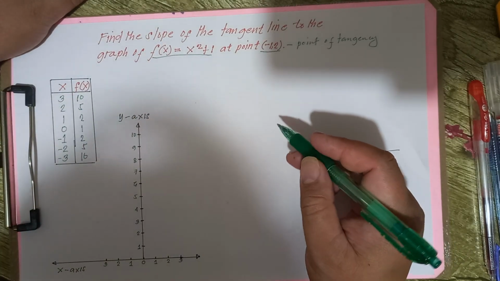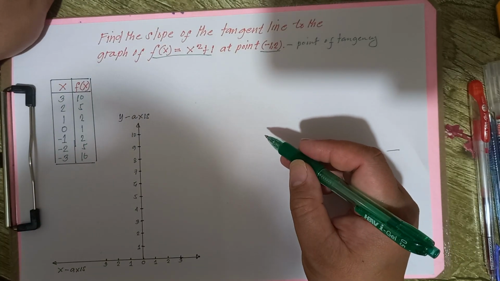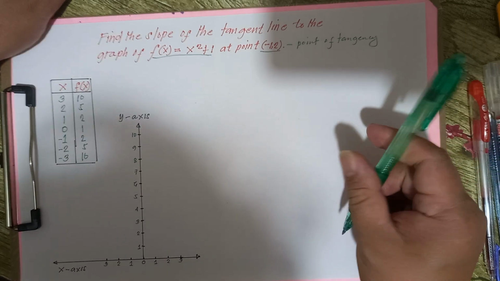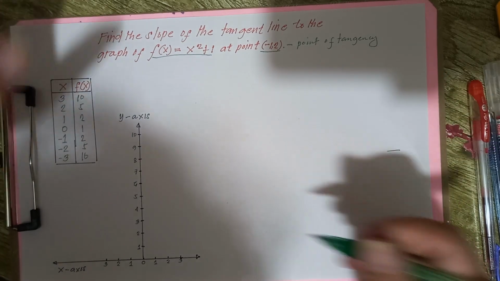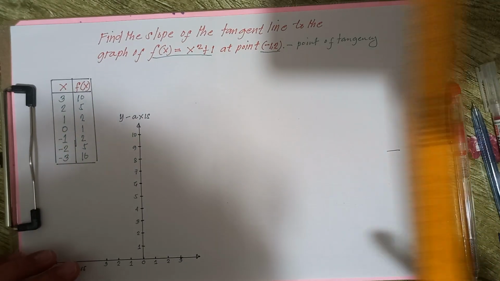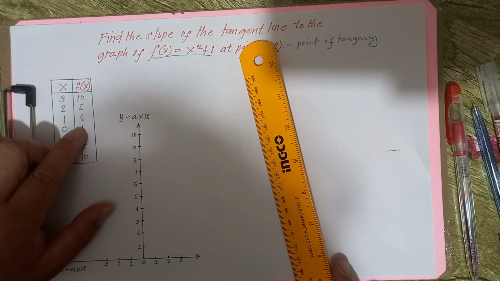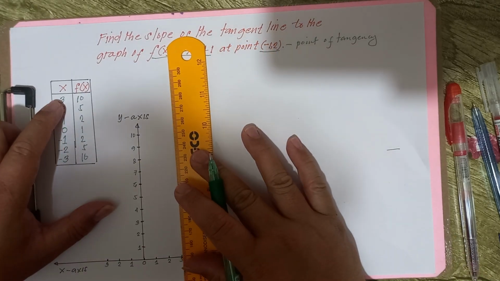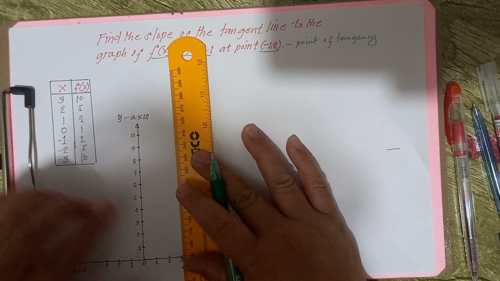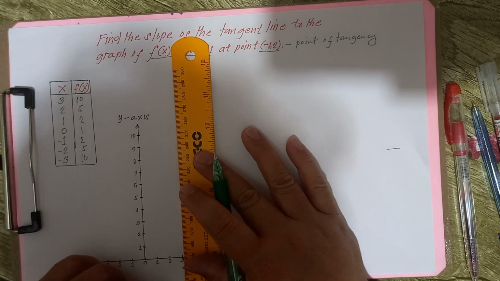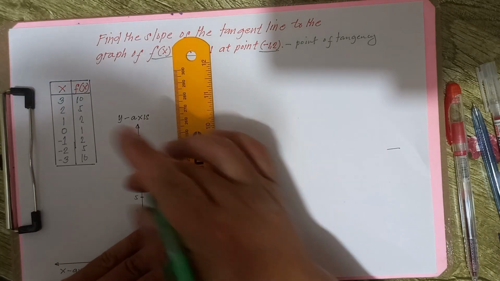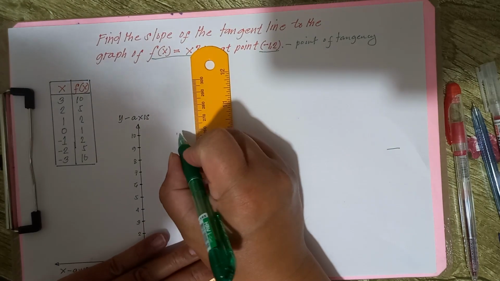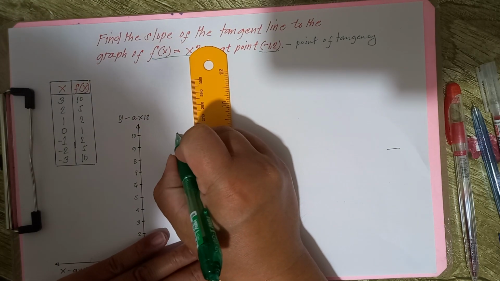Now, having said that, we can see the orientation of the graph that we will be having. To graph it, let's make use of a ruler so that we have an accurate graph. Our x is 3, so this must be positive 3, located in here. Now, where must the 10 be? The 10 is located in here. So we have the point.